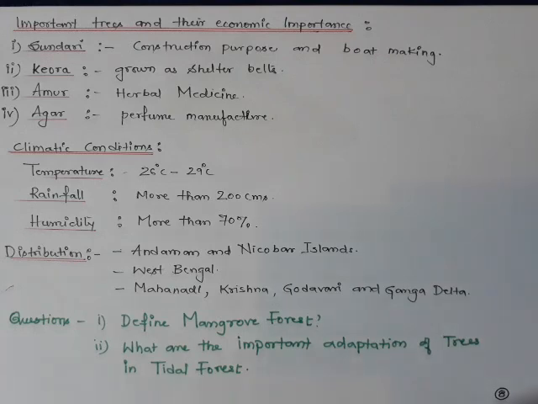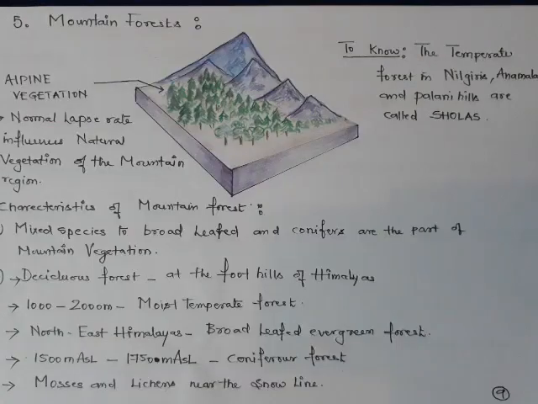Questions that can be asked in the board examination: define mangrove forest, which is nothing but the tidal forest found along the river mouths of Ganga, Godavari, Krishna, and Kaveri. What are the important adaptations of trees in tidal forest? The adaptations are that they are evergreen. They are supported by stilt roots that remain underwater for most of the time and help them to survive under shifting sands. These can be the important adaptations of the trees found in the tidal forest.